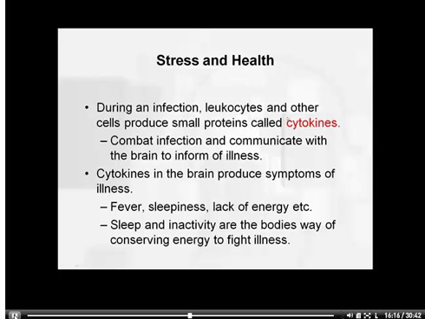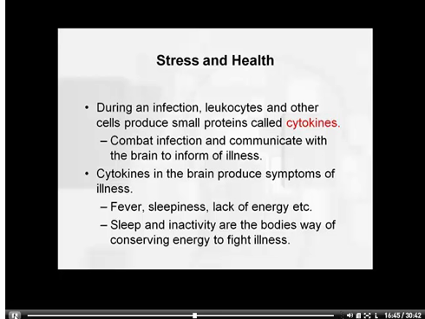During an infection, leukocytes and other cells produce small proteins called cytokines. So the cytokines are like the messengers. They're like these little messages that it sends, but it's actually a fluid. And what they do is the cytokines are kind of the message of telling the brain what's going on down in the body. So think of the brain as like the president, right? The president is in the White House. The army is fighting down in the body.